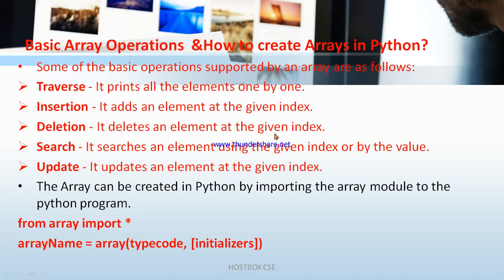Deletion deletes the element at the given index. For example, with 1, 2, 3, if I want to delete 3, I can delete it. Search searches for an element using the given index or by the value. Given an index means, for example, I have an array with 5 elements 1, 2, 3, 4, 5. If I give a[2], it goes and searches at the particular index whether the number 2 is available or not, like that.